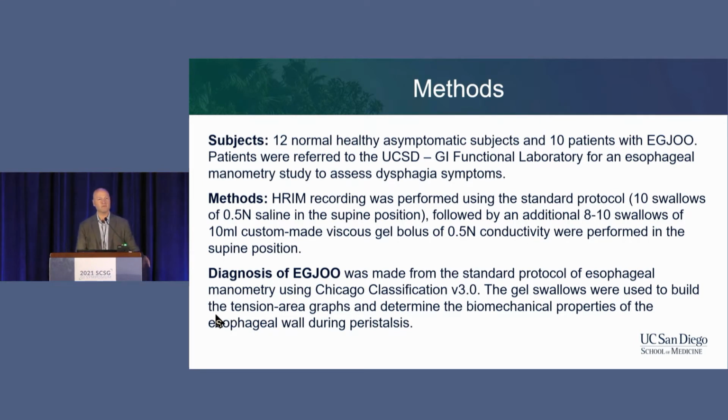So they did a very fancy manometry protocol where they had these patients ingest this saline gel ball. It's almost like a piece of bread with a specific conductivity in it. And they did this during a typical manometry assessment, and they used this to measure the cross-sectional area and the pressure changes.